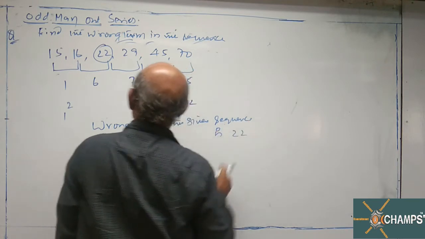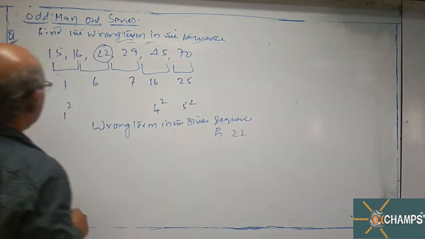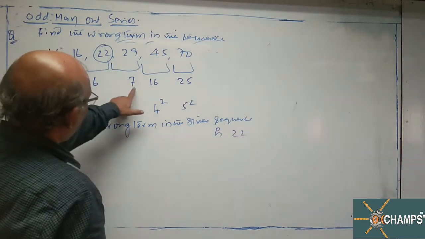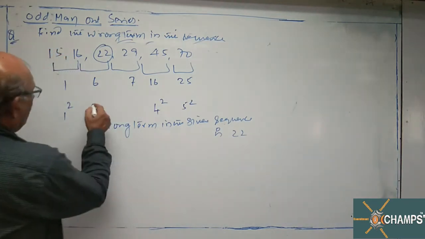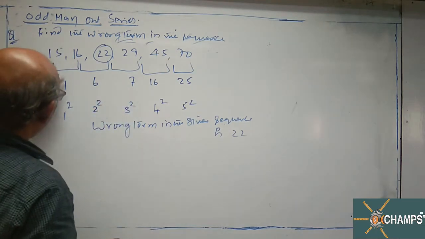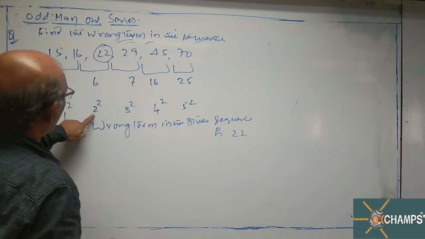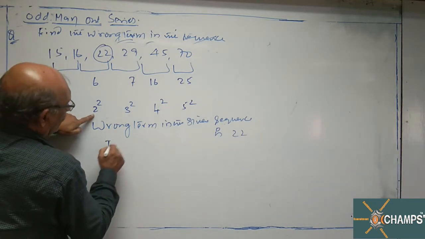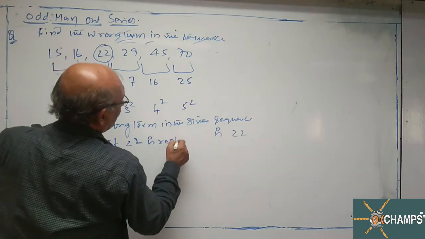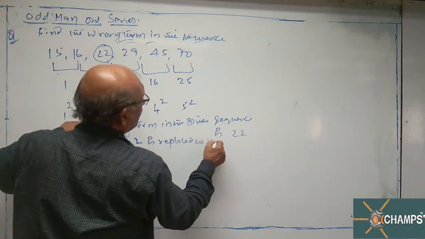It is 22. It should be 2 square, 3 square, 4 square. If I have 2 square, then it is 3 square. 15 plus 1, 16. 16 plus 4, 20. If 22 is replaced with 20, sir.